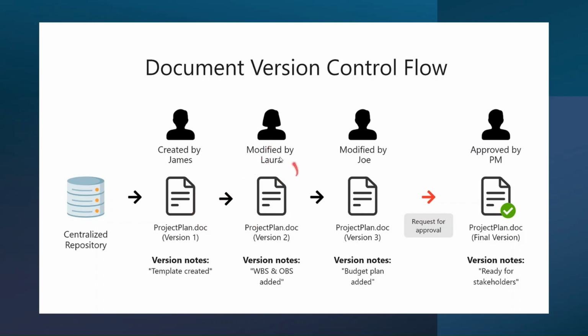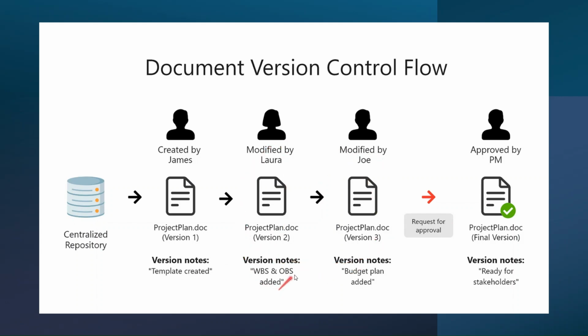This person, Laura, pulls it from the repository. Okay, checks it. Then, oh, this same document created a version 2. Why? By what? It said WBS and OBS added. So it added some other things to the same file. When she does that, this message will be seen by every other person that has access to the repository.